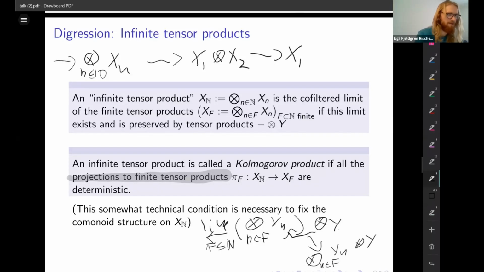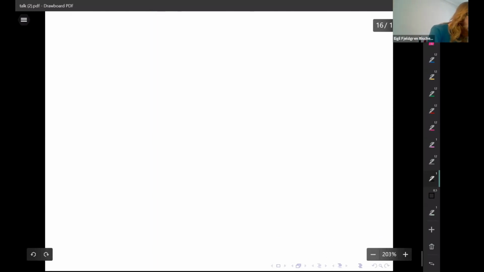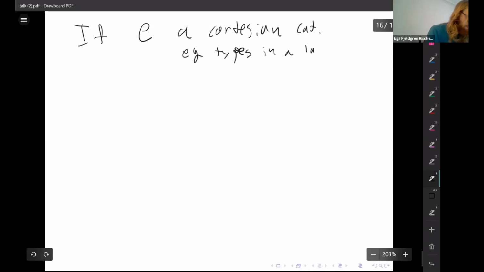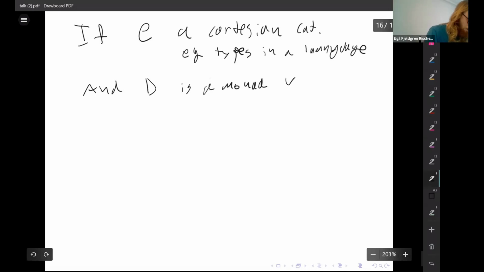So what you can say is that, let me go down to this white slide that I put here so I could write on it. If you have C, say a Cartesian category, like for instance types in a programming language, and D is a commutative monoid. Sorry, what's the term here? It needs to be a monad with enough structure.